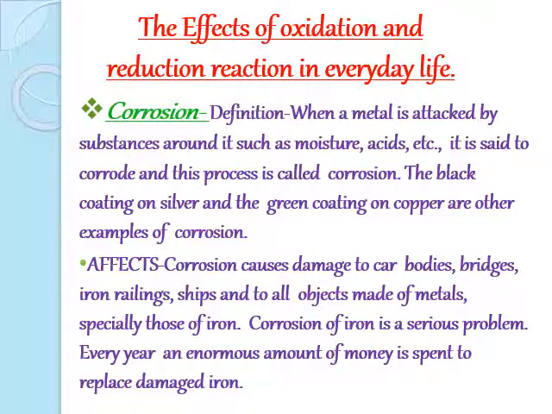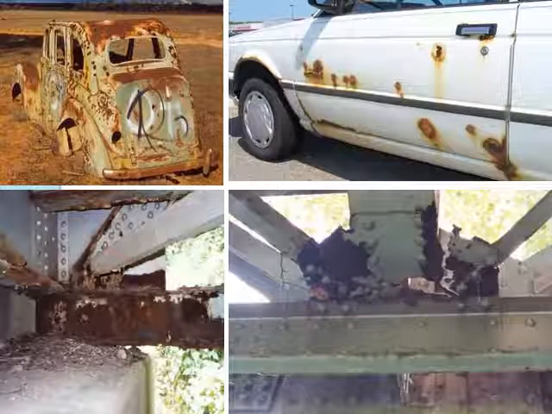Now, the effects. Iron is a very corrosive material, so corrosion damages car bodies, bridges, iron railings, ships, all objects made of metal, especially iron. Corrosion of iron is a very serious problem. Every year a large amount of money is spent to replace or repair damaged iron. You can see clearly the corrosion of iron, or rusting, represented by different pictures.